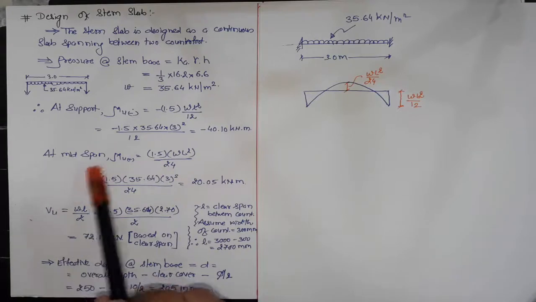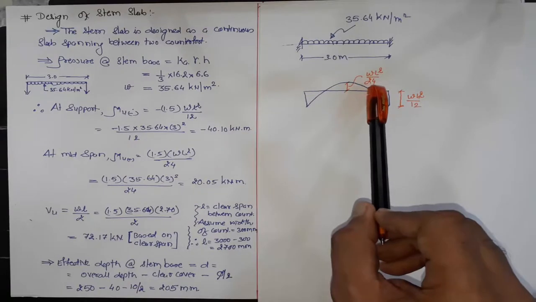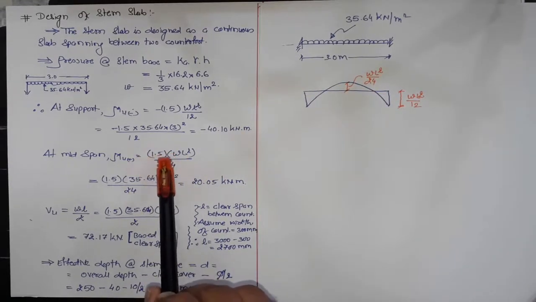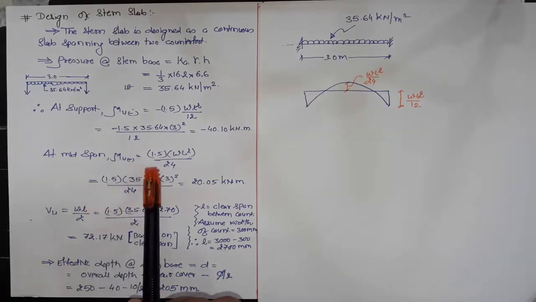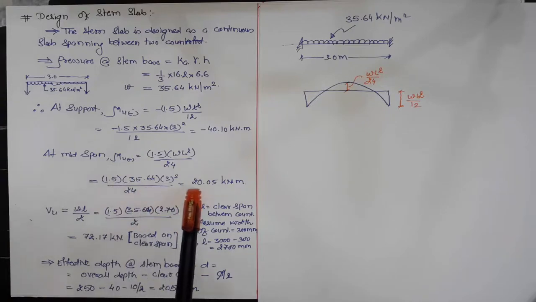At mid span, that is at this point, the formula will be WL square by 24 into 1.5, that's a factor of safety, which gives you the ultimate bending moment at mid span. Therefore, substituting the values of W and L, we will get the maximum bending moment, that is the ultimate bending moment at mid span, as 20.08 kilonewton meter.